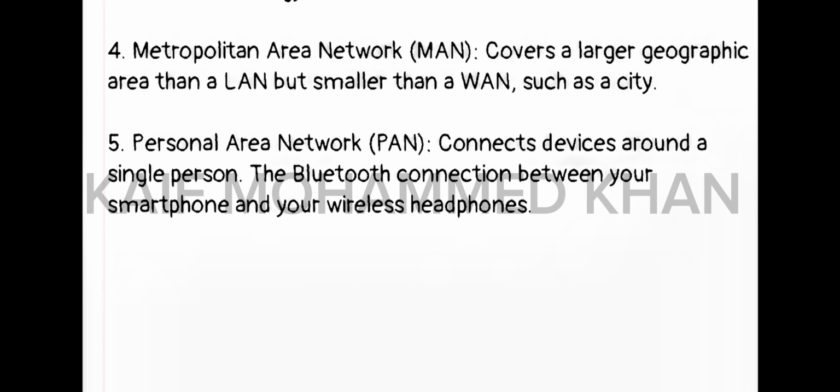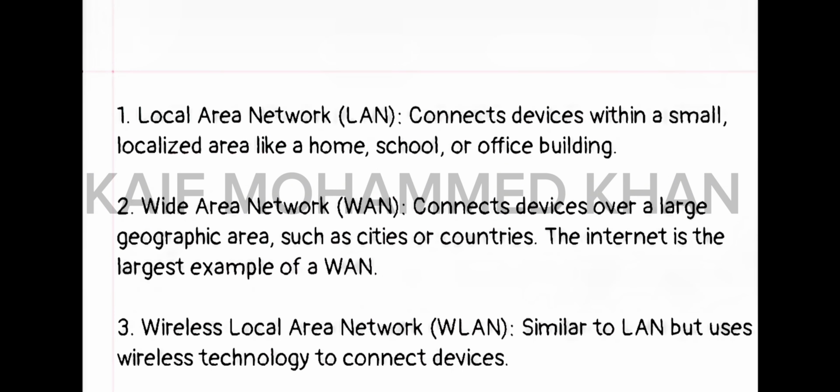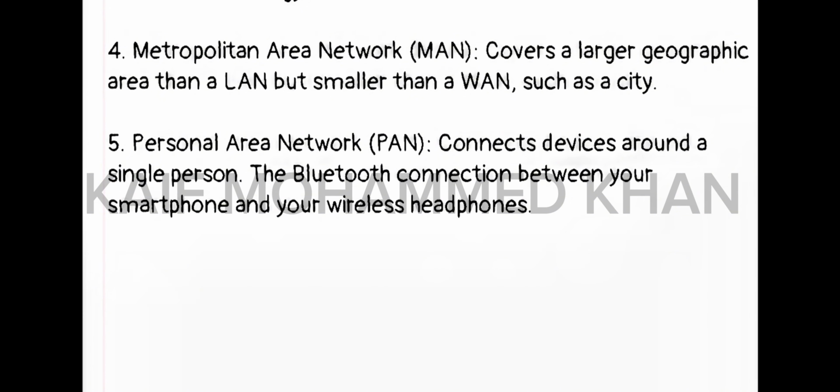So the fourth one is MAN, or metropolitan area network. This covers a larger geographic area than LAN but smaller than WAN, such as a city. So this is like a middle connection between LAN and WAN. It covers an area more than a home, school or small location, and less than WAN that covers countries, such as a small city. MAN covers a larger geographic area than LAN but smaller than WAN.